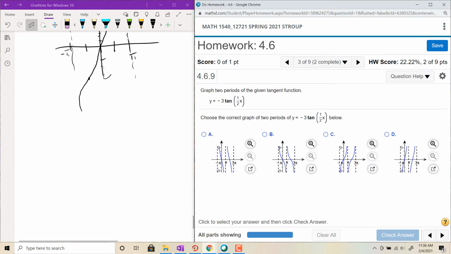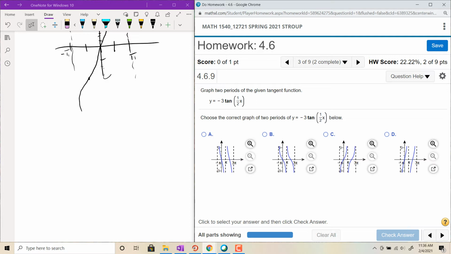This one's flipped, so automatically it is not C or D. It should be going through the origin. Does that get rid of any of the other ones? No, not really. Okay. It's flipped upside down. Sorry, it's flipped upside down, so it's not A or B. There's that negative in the front. So it's either C or D.